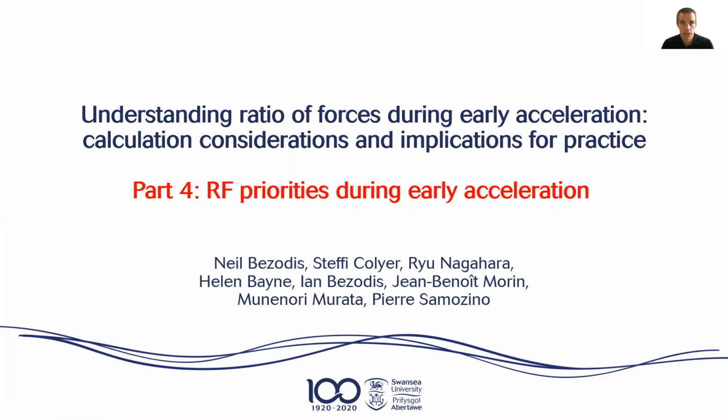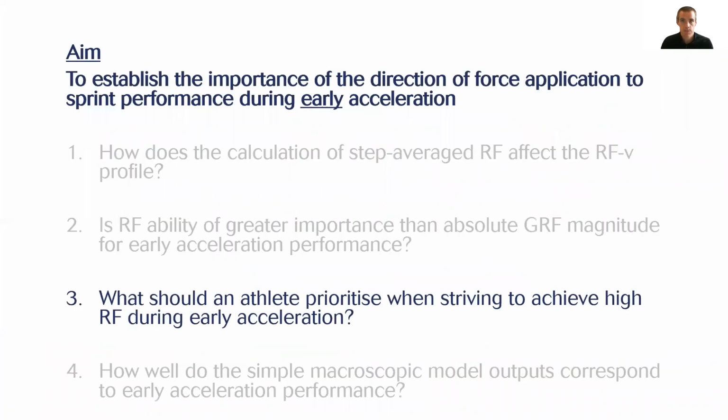Is it more important to get a really high initial value in that first push-off? Or is it more important to try and stop the decline in ratio of forces and maintain reasonably high values as the early acceleration phase progresses? So what we were looking at here was what should the priorities be for an athlete when trying to achieve a high average ratio of forces in the early acceleration phase?